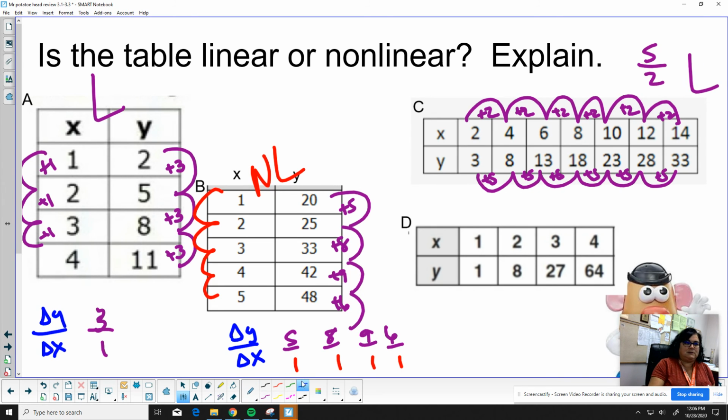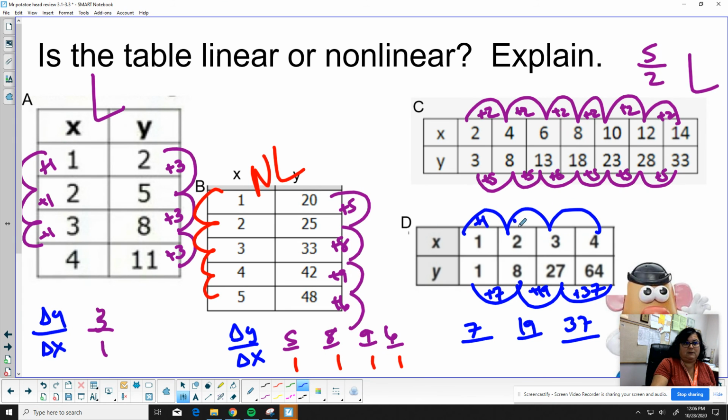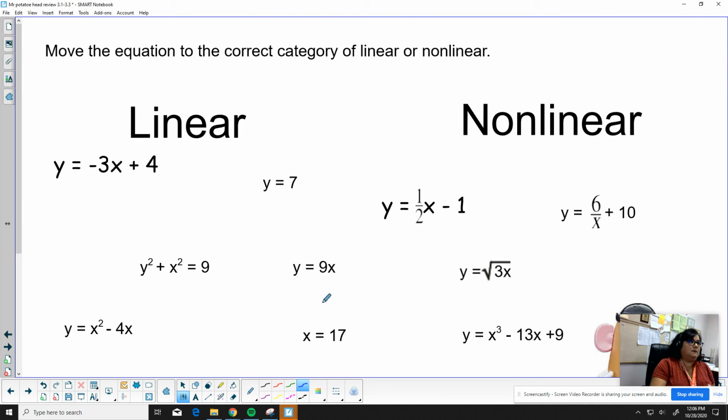My guess is this last one's nonlinear, but let's look. Again, we start with the y because that goes on top. So that's plus 7. That's plus 19. Ooh, I don't know what that is. 64 minus 27. Let's use my calculator. That's 37. So again, I have 3 different numbers. The only way these could be linear is if they're exactly equivalent, and they're not. These are all plus 1. So 7 over 1 and 19 over 1 and 37 over 1 do not equal each other. They're all different. So this is nonlinear.